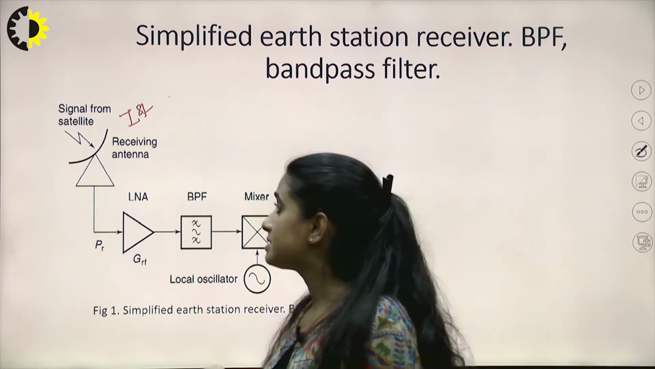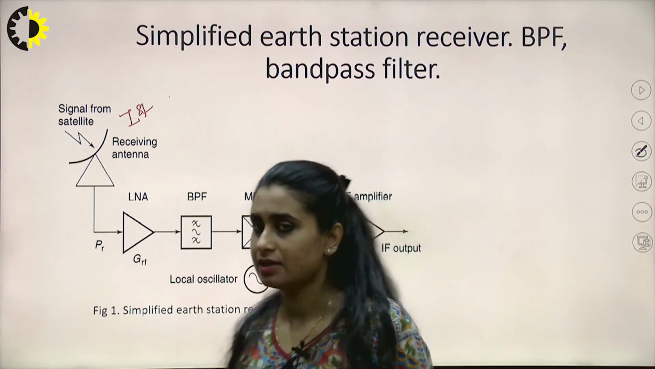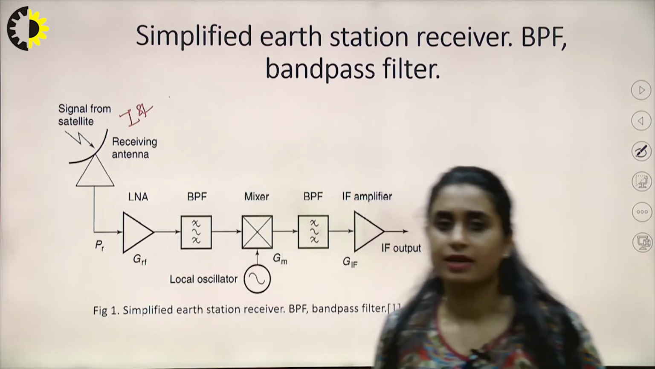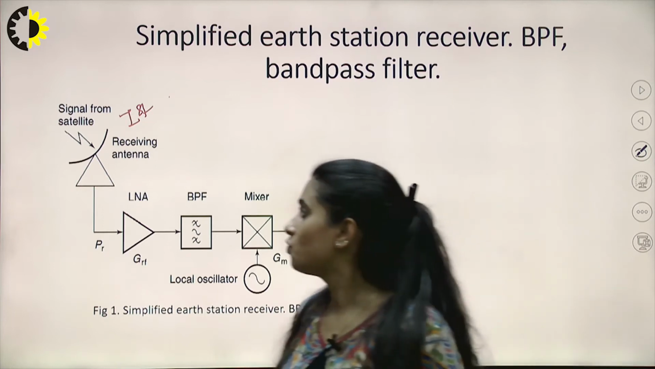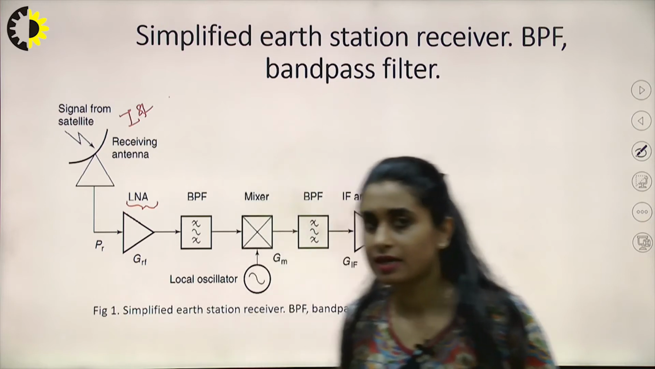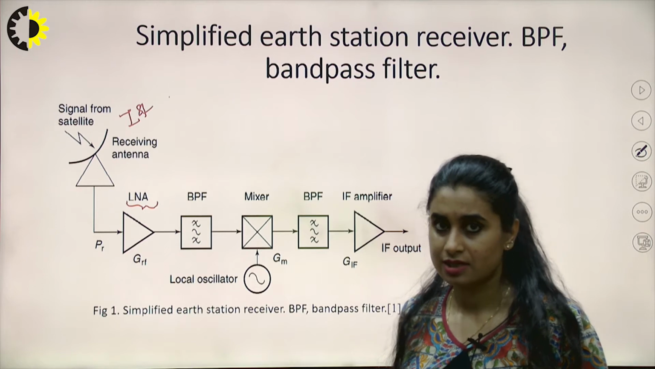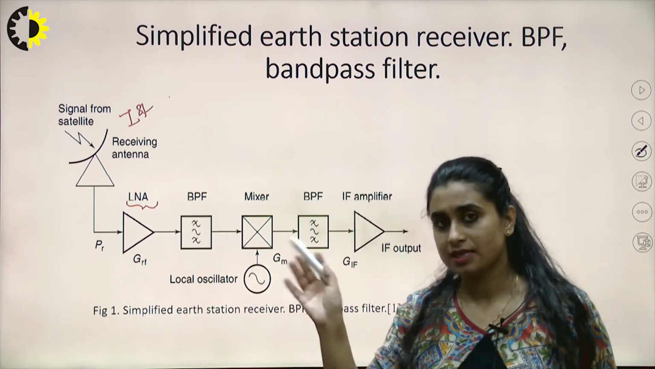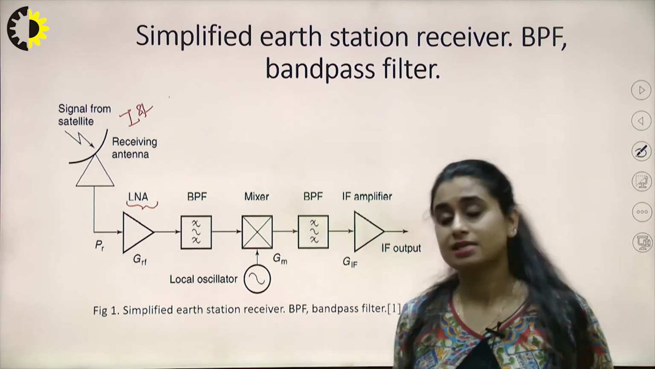From the antenna, the signal goes to the low noise amplifier, right? We all know the role of a low noise amplifier. What does a low noise amplifier do? First of all, it filters out the noise, and it amplifies the signal power. So the low noise amplifier comes at the very beginning of a communication system, right after the receiving antenna.